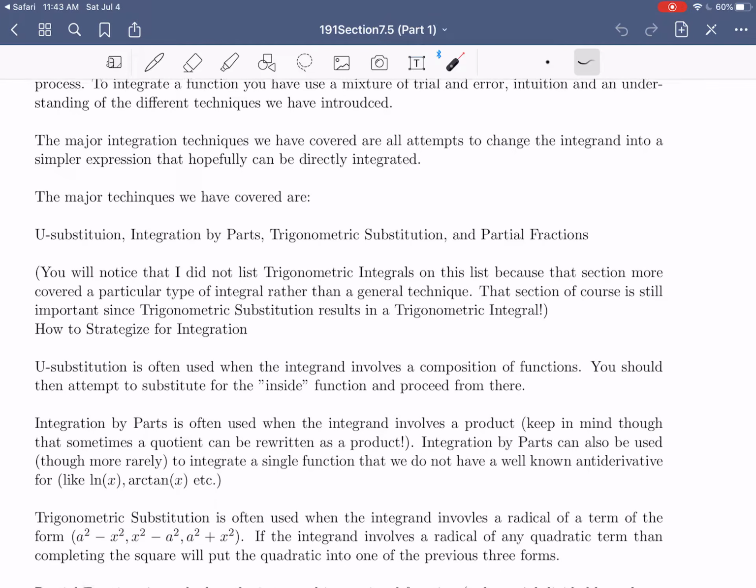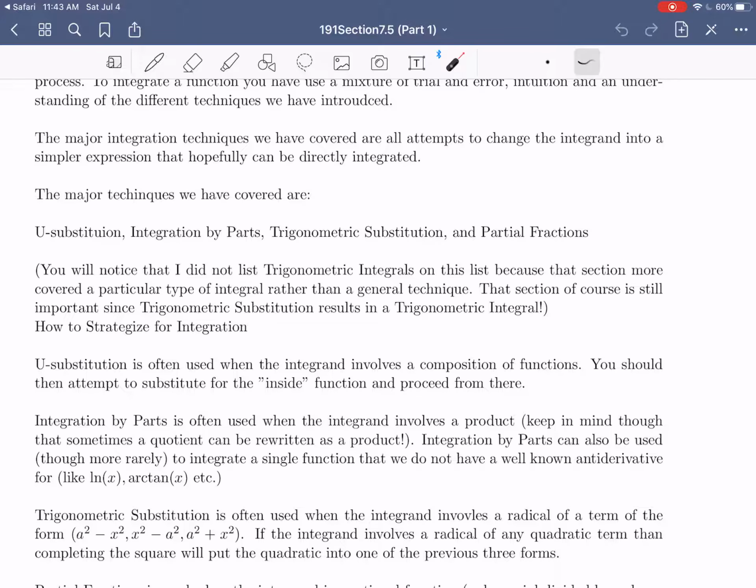So, on that note, what are the techniques that we've discussed? Well, all the major integration techniques that we've covered in our class, as well as what you saw in your Calculus 1 class, namely U substitution, they're all attempts to change the integrand into a simpler expression that hopefully we can then directly integrate. That's what everything is about. There are no tricks to integrating. Instead, there are tricks to changing the integrand into something that we already know the antiderivative of.